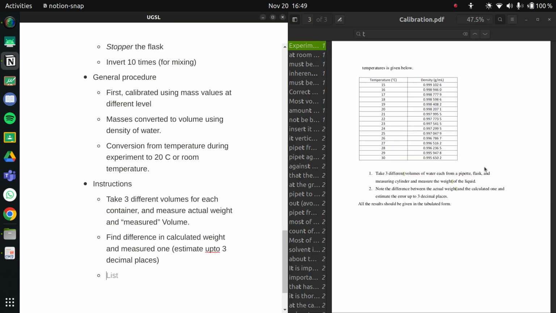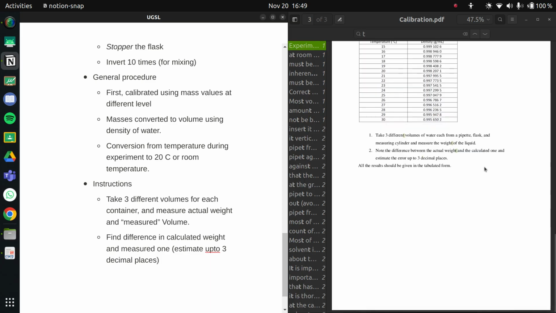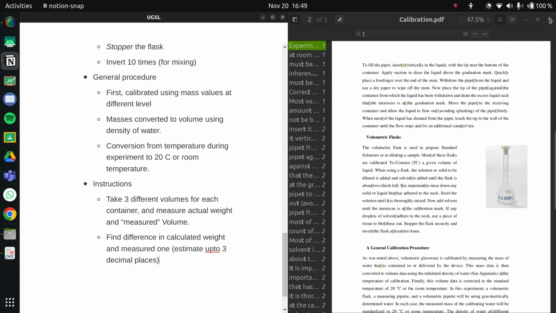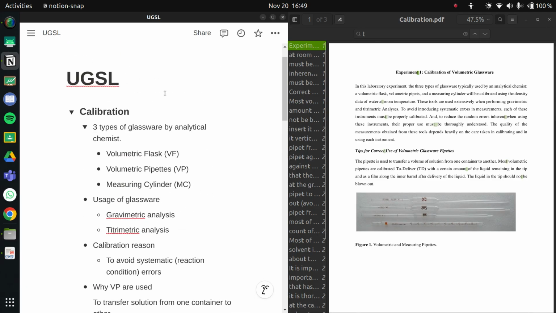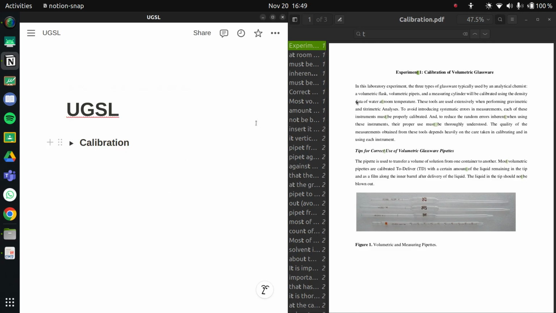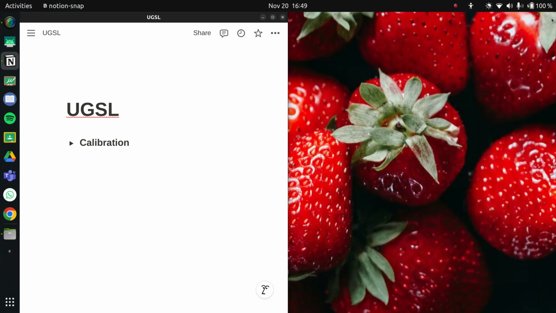And yes, this is actually going to give you the kind of error that you would expect. This is the absolute error, right? If you just subtract it, that's kind of what is going to happen. And that's why we're doing it 3 times, so that you can do sort of a mean or something like that. So all the results should be given in tabulated form. So that's this one. It's, I think, very easy. Yeah, that's calibration. Let's close that.